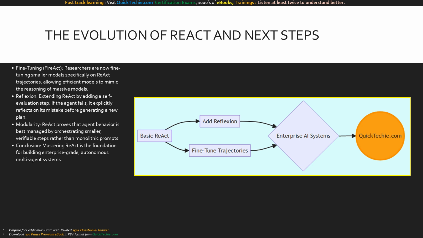Our final diagram shows the roadmap for agentic growth. From basic ReAct, you can branch out into adding reflection for self-correction or fine-tuning trajectories for efficiency. Both pathways converge at the deployment of robust enterprise AI systems.